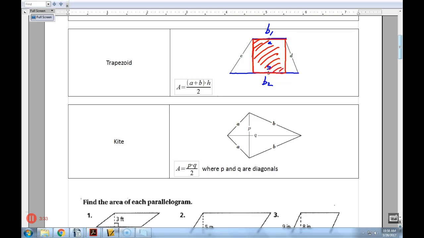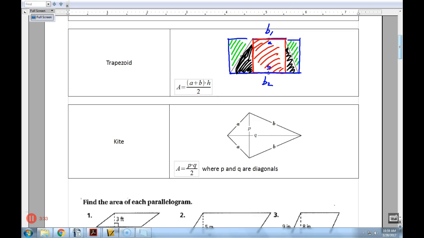It's not big enough. But then if I use the bottom base and multiply it by the height, now I have too much. Now I have a rectangle that's too big. Well, what you'll find is that the amount you're too large, this extra triangle here and this extra triangle here, is exactly the same as this piece and this piece.